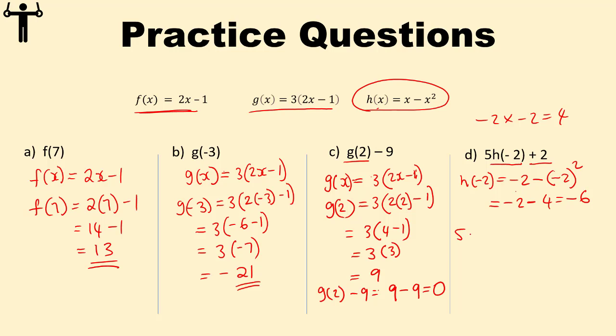Now we have 5 of h of minus 2, and then we're adding 2. We know h of minus 2 is minus 6. So we times this by 5. So 5 times minus 6, and finally we're adding 2. 5 times minus 6 is minus 30. Add 2, and minus 30 add 2 is minus 28. And that's the answer.